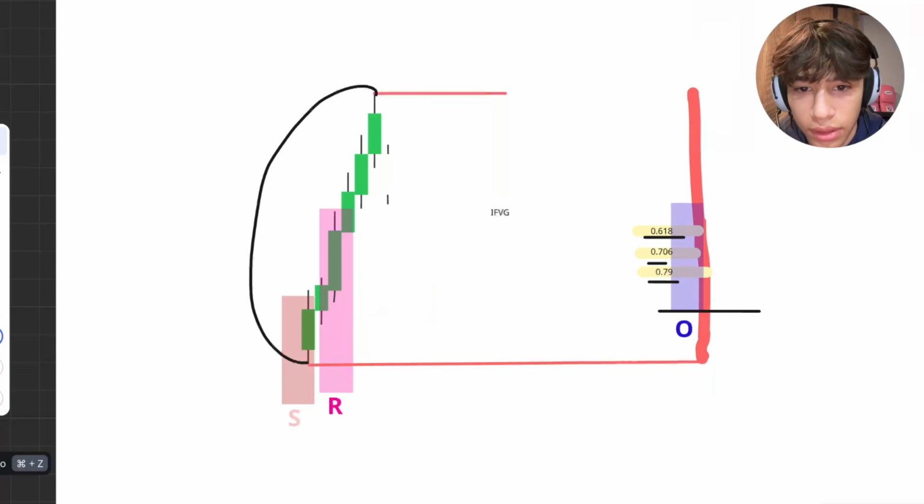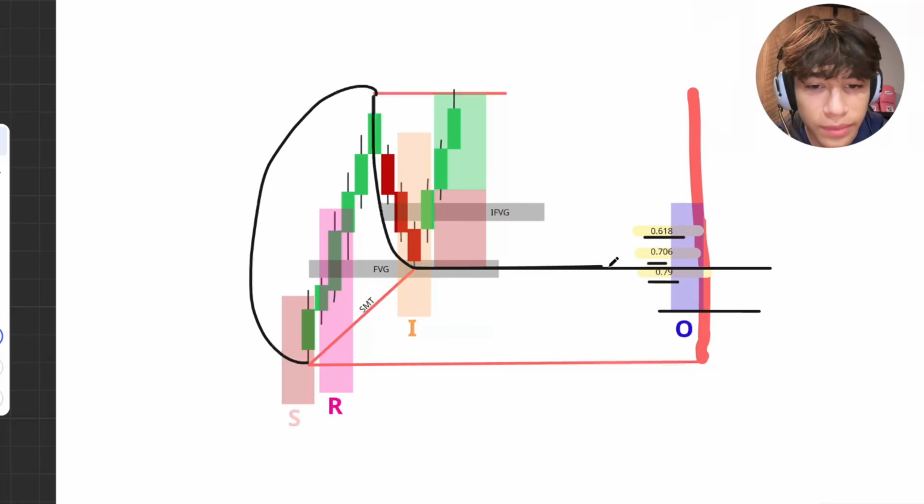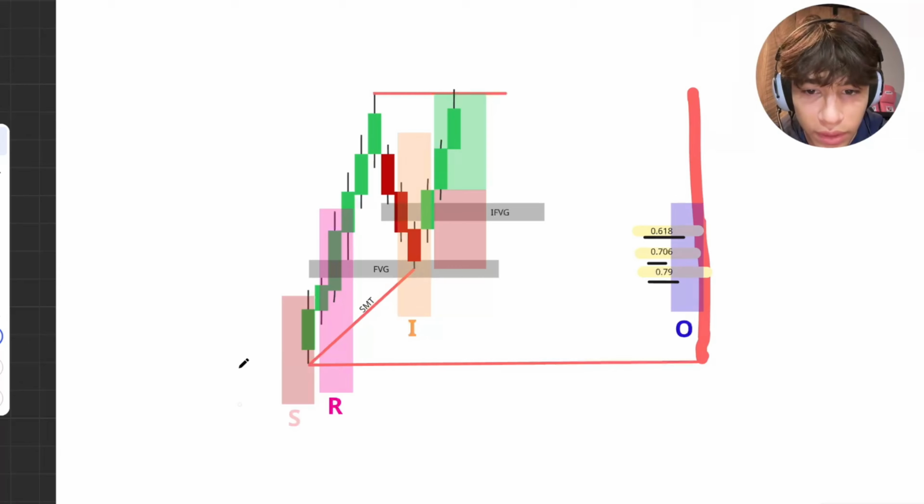So we can see a perfect example, yeah, right here. After we marked out our low to the high, we see the 618, 706, and 79, which is the OTE zone. Price pulled back into it, basically the consequent encroachment at the 706, and it went higher, right? And that's my full, just literal, very quick strategy breakdown.